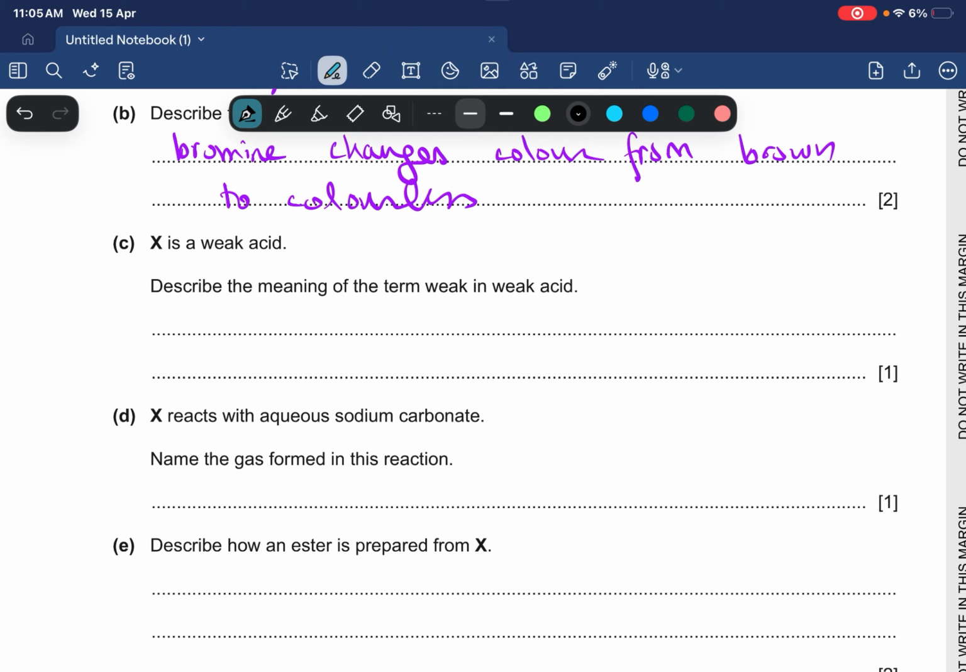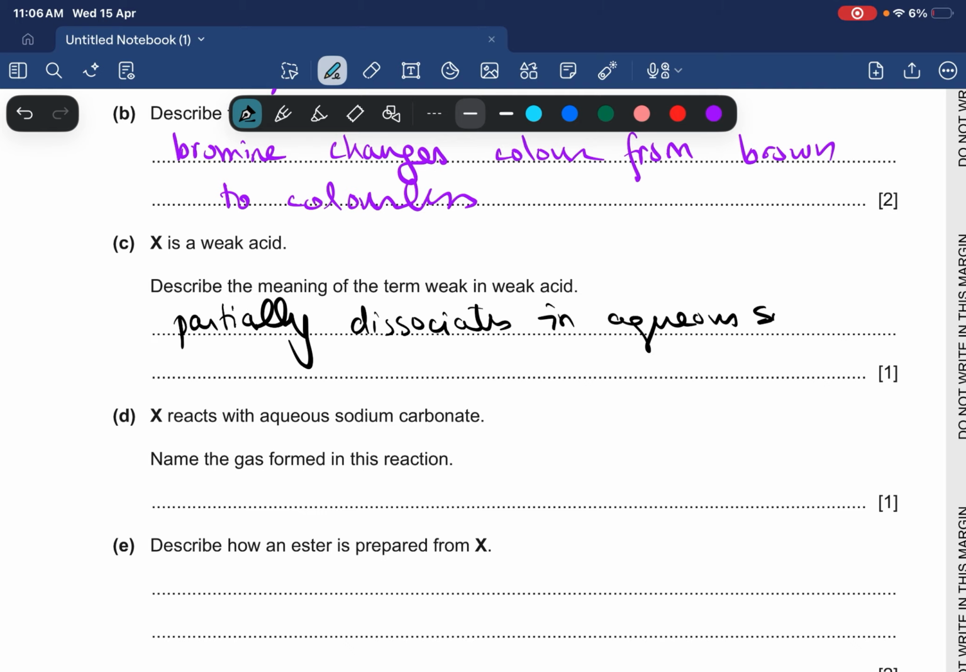X is a weak acid. Describe the meaning of the term weak acid. Partial ionization. It does not ionize fully. That is what a weak acid is. So partial dissociation, not full dissociation. Partially dissociates in aqueous. I tell you what this means.